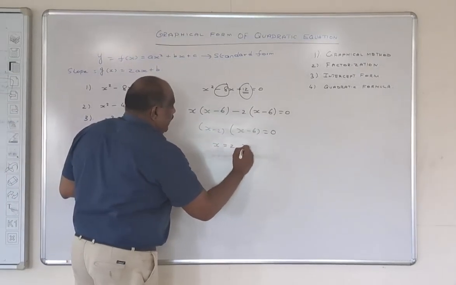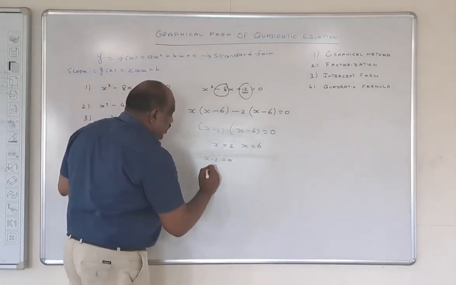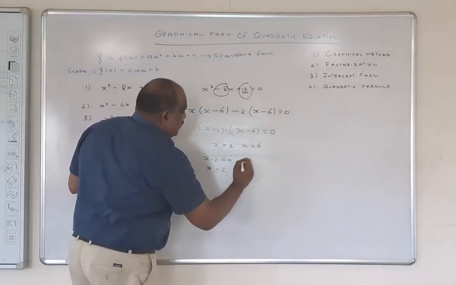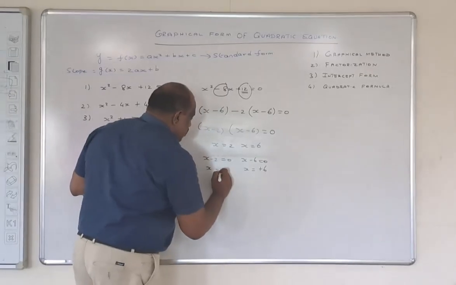x equal to what? How did I get this? x minus 2 equal to 0, so x equal to what? 2. x minus 6 equal to 0, so x equal to what? Plus 6. Here it is plus 2.